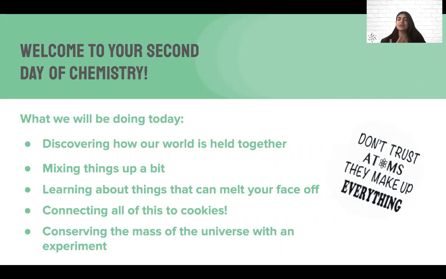So if you would like to participate in conserving the universe's mass, there's an experiment that you can do at home.